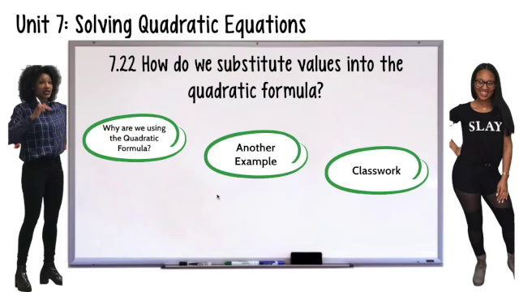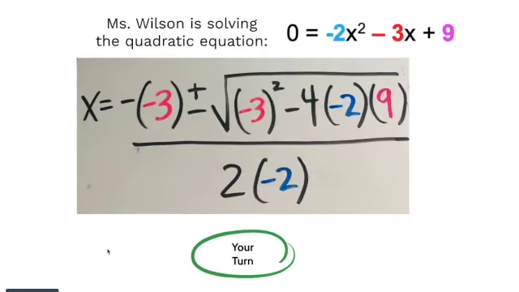Let's take a look at another example. Miss Wilson is solving the quadratic equation 0 is equal to negative 2x squared minus 3x plus 9. The first thing Miss Wilson needs to do is identify her A, B, and C. The A is negative 2, the B is negative 3, and the C is 9. She then is going to write the formula with the parentheses and then substitute the A, B, and C.